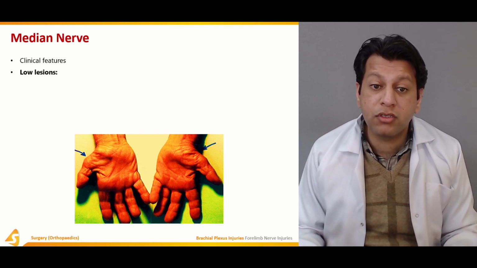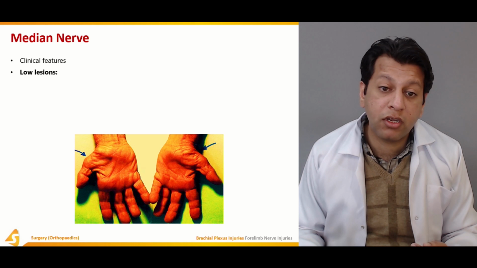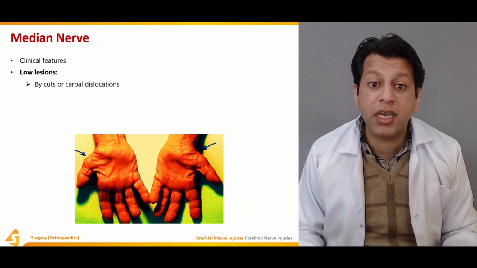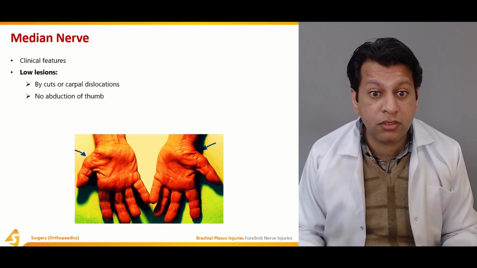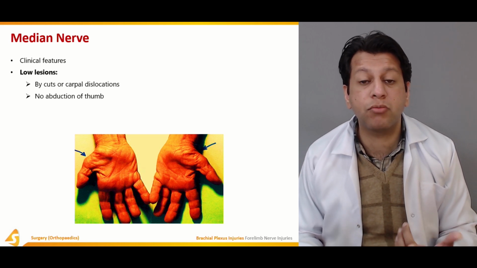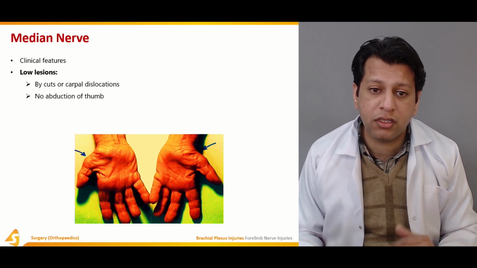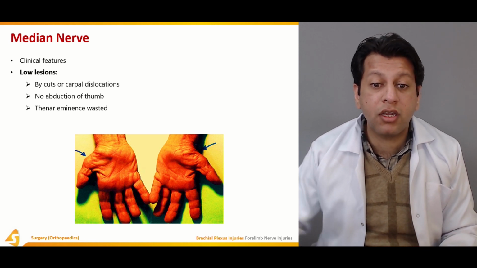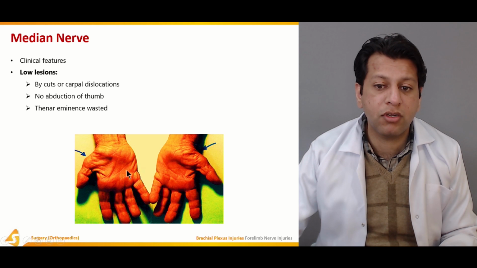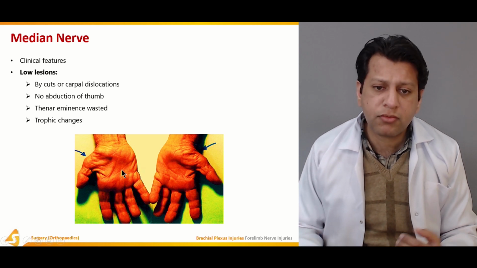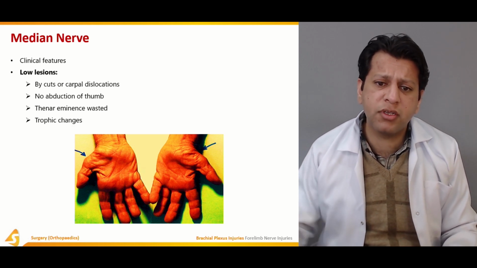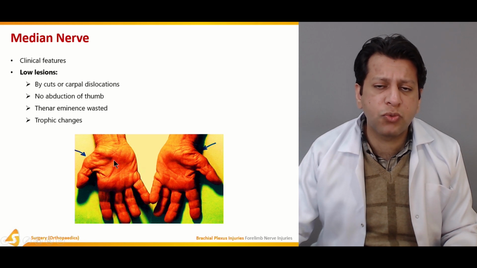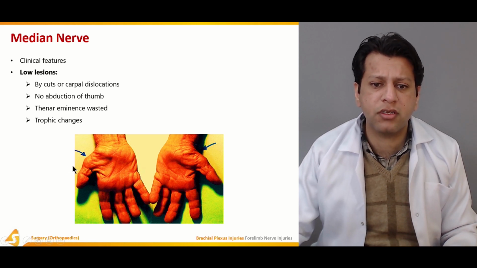So clinical features in case of a low lesion, the carpal tunnel syndrome, include that it could be caused by cuts or carpal dislocations. No abduction of the thumb is possible because the thenar muscles are paralyzed. There's thenar eminence wasting, as you can appreciate over here. There may be trophic changes. The palms will be sweaty, and there may be hair loss over these areas as well.